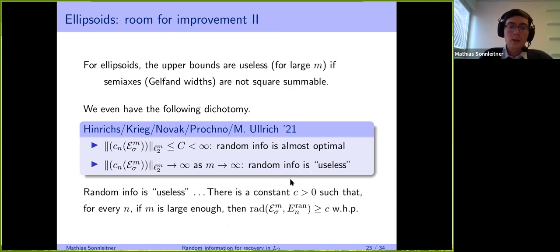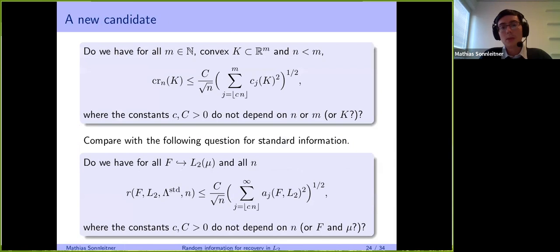We now want to understand a bit more what happens in this critical case and what to expect for the radius of random information if the Gelfand widths decay not faster than n to the minus 1/2 polynomially. And maybe as a new candidate, by transferring from the ellipsoids, we could conjecture that if we replace ellipsoids by general convex bodies, the bound still holds true. I don't know if this may be true, but this would be a possible way to improve it.